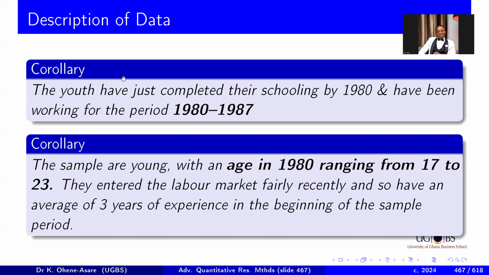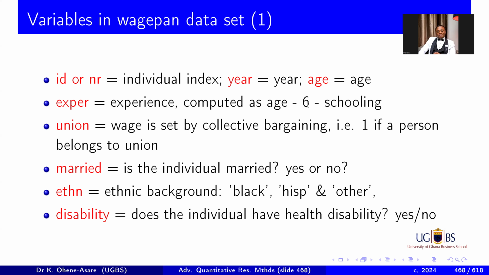You have ID. ID is an individual. The NR, okay, is the year times the age. Experience is EXPR. Okay? So that's experience. By the way, note that the experience is computed as the age of the child minus the 6 years of schooling. Okay. The age of the child minus 6 minus the schooling.